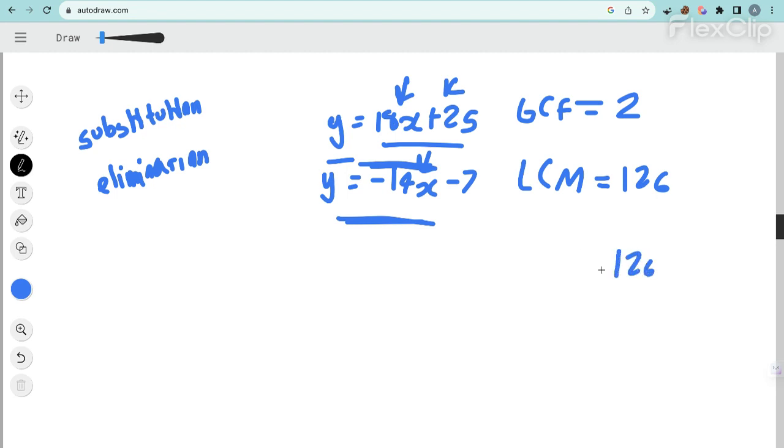Well, if you divide like this, what this shows you is how much you have to multiply by. 126 divided by 18 is 7. So what you do is you multiply this entire thing by 7. Next you have 14.